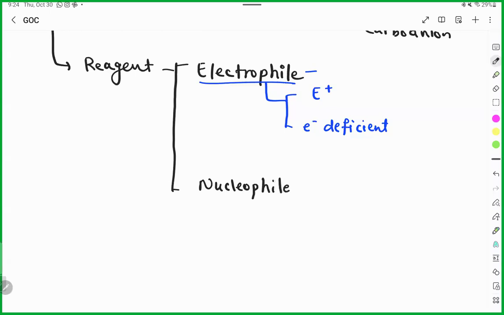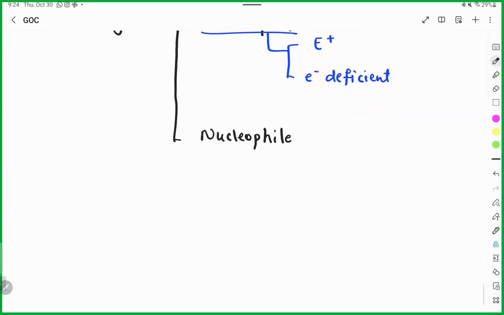Nucleophiles donate electrons and negative charge. So a nucleophile either has negative charge or has a lone pair. Because they can donate those lone pairs, they are nucleophiles.